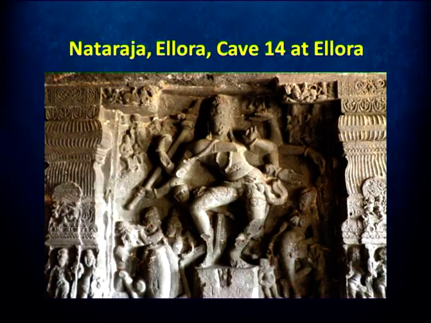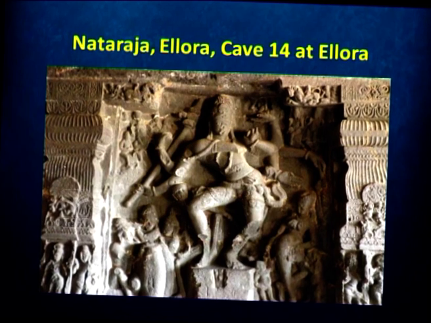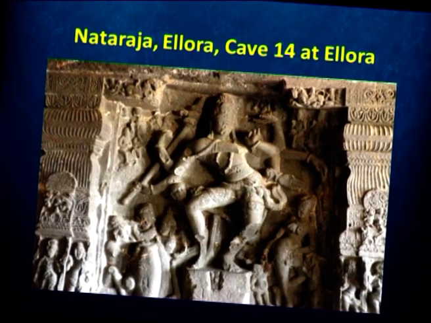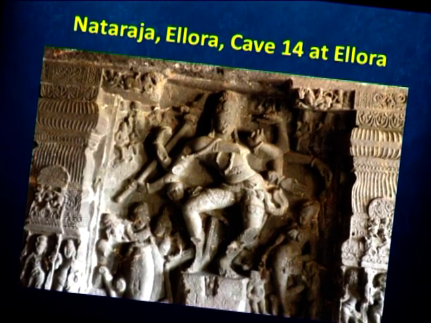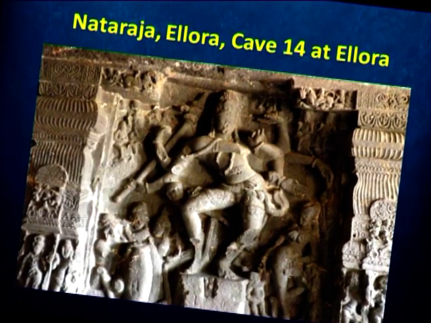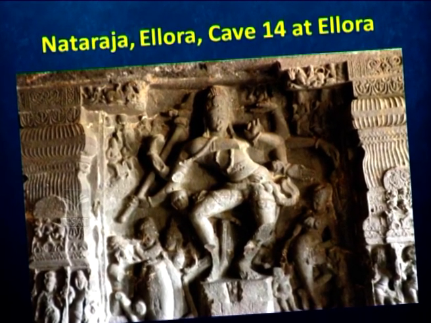This is an example of Indian stone sculpture, and this is Ellora. This is coming from cave number 14 at Ellora, and this is a very popular form of Shiva, which is Nataraja. This particular dance form, the Nataraja form of Shiva, has two kinds: one form of dance is the dance of creation, another form of dance is the dance of destruction.